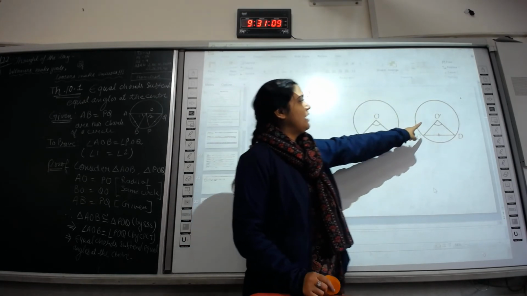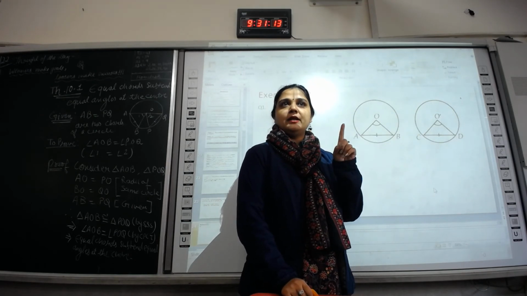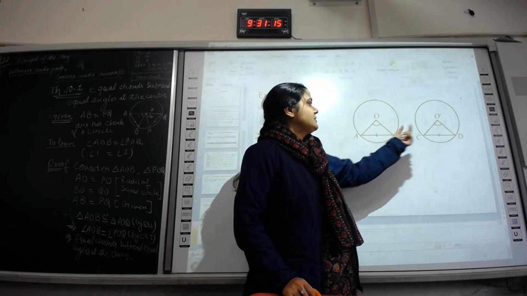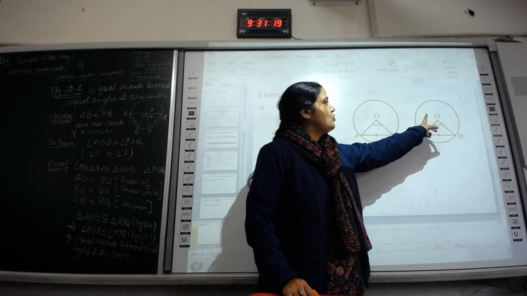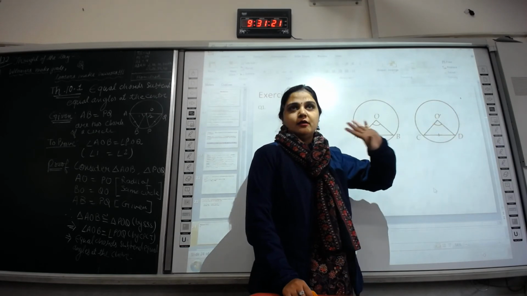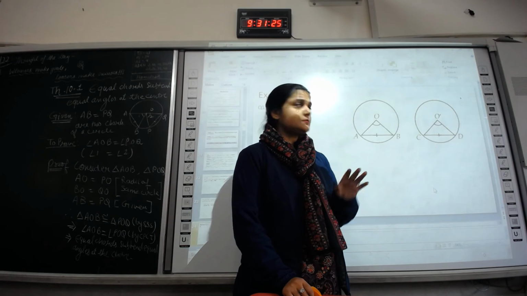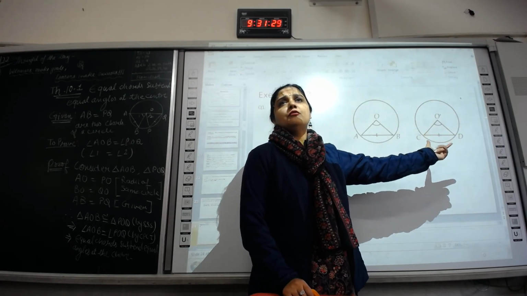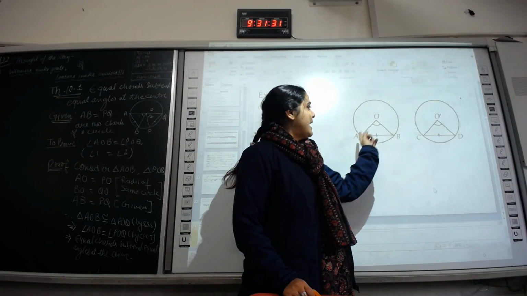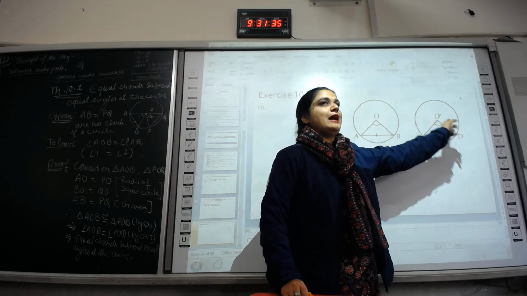That means OA can be written as O'C. They are equal. First criteria, first thing. Then AB is equal to CD, that is given to you. Then OB is equal to O'D, radii. They are equal, radii of congruent circles. Alright? That means these two triangles are congruent using SSS. Hence, angle AOB will be equal to angle CO'D.